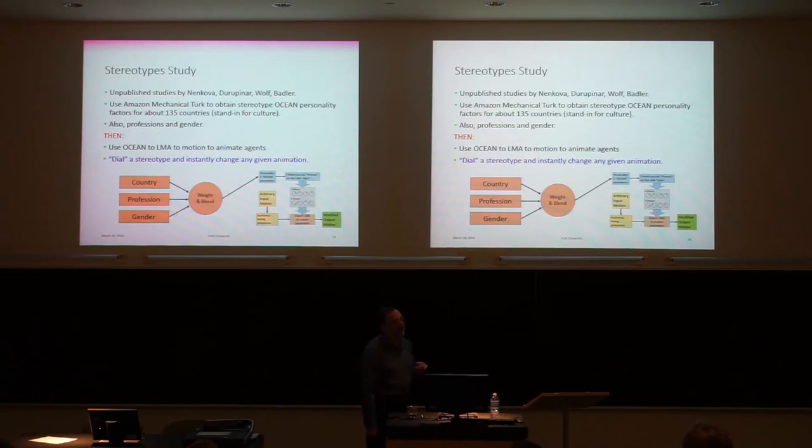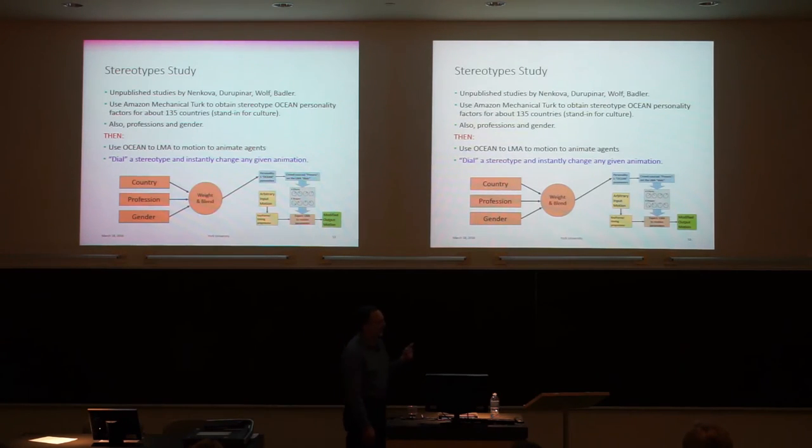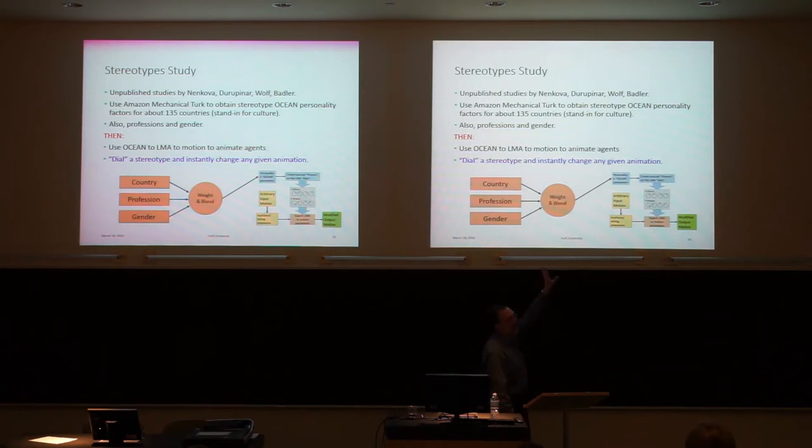And we have some fascinating information on the stereotypical personalities of 135 cultures and about 100 professions and two genders. So the idea here is that if you want to build a game, you can essentially dial the country, the occupation, and the gender of your characters, get their personality OCEAN parameters, blend them together any way you want, or change them if you want, and feed them into this.